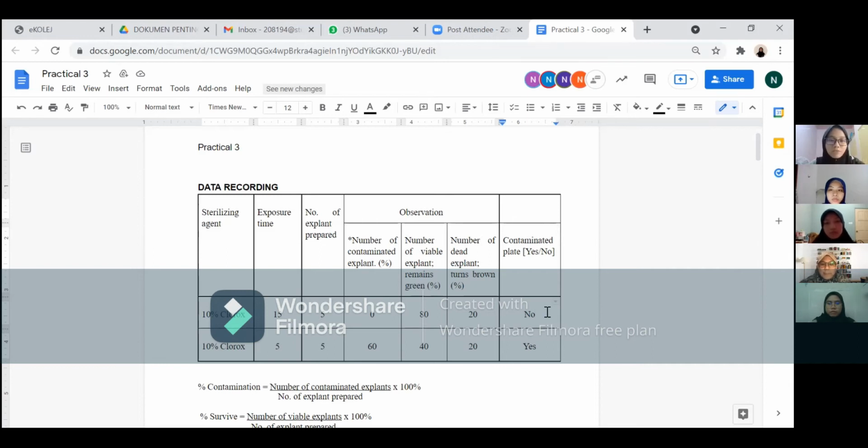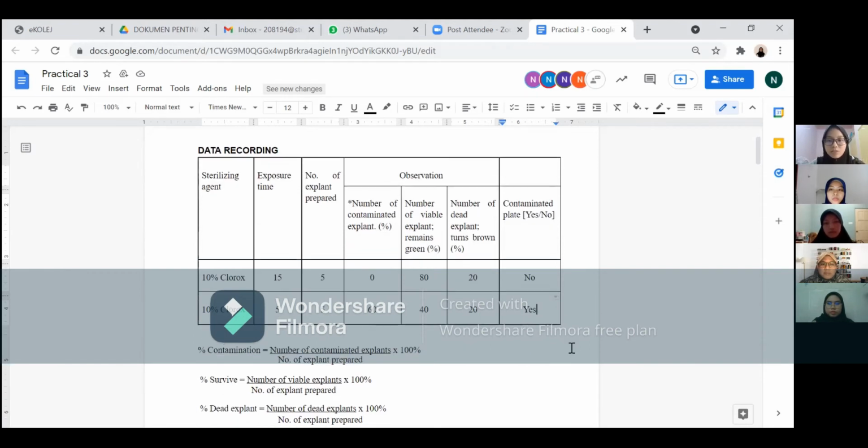While in the 5-minute exposure time, the number of contaminated Splen is 60%. The number of viable Splen remaining green is 40%. And lastly, the number of dead Splen turning brown is 20%. So in this plate, I assume it is contaminated.